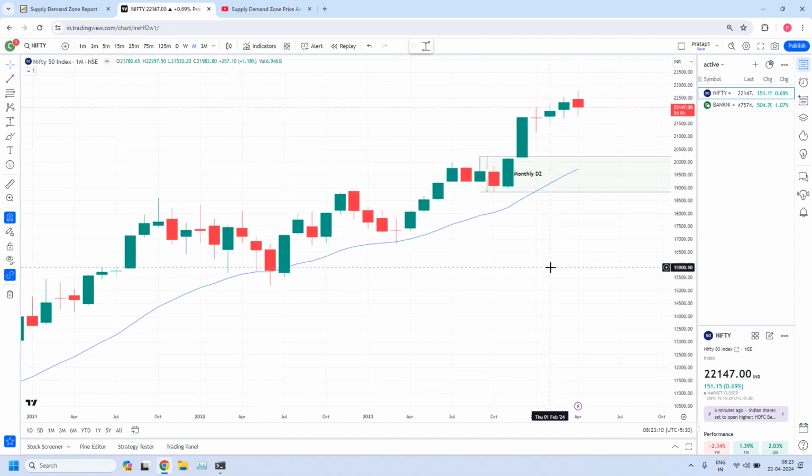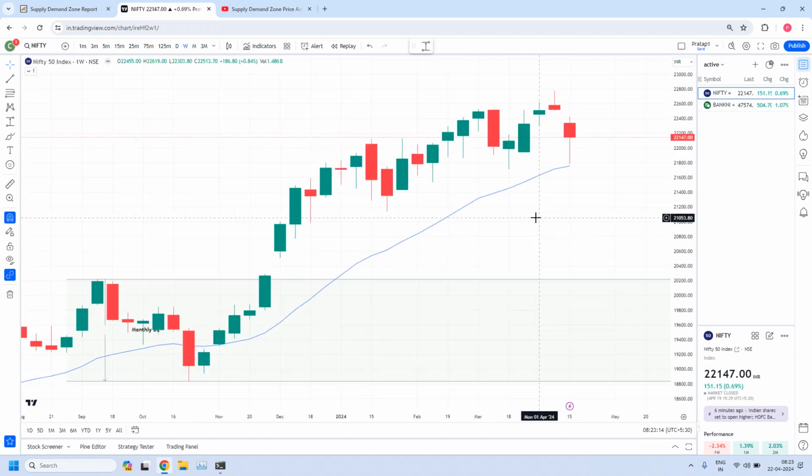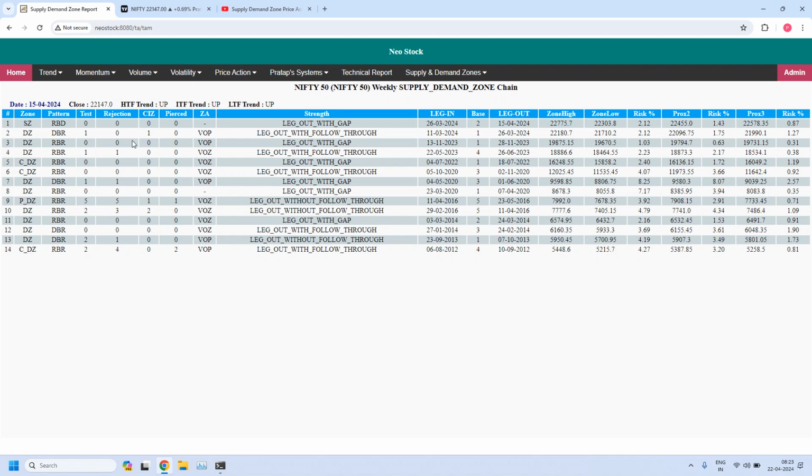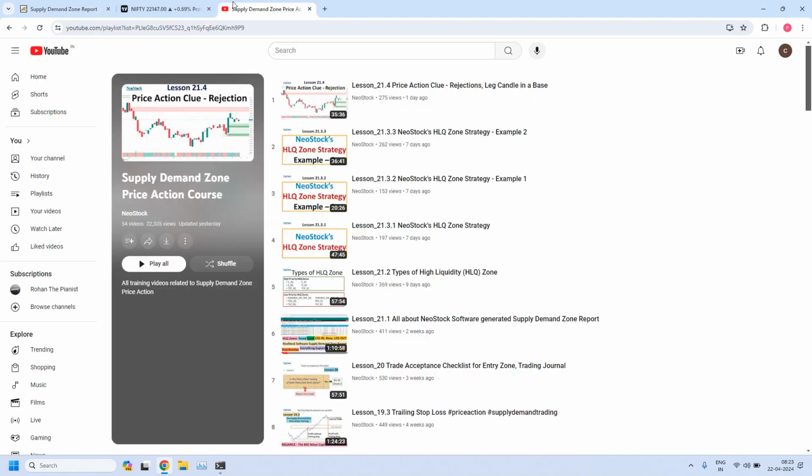Now let's get into the weekly time frame. And weekly we have two zones. This is the weekly supply demand zone chain. This is the weekly supply zone created during this week, the week that is completed on last Friday. And also we have a weekly demand zone also. So let's draw both these zones.